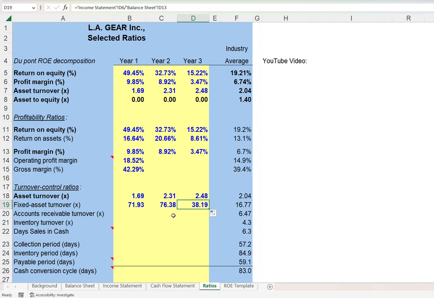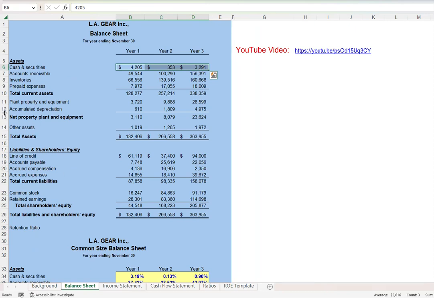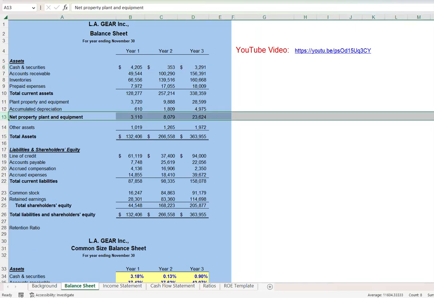Although I must point out, we have very little in the way of fixed assets compared to our total assets. So most likely, we are outsourcing. We're not making our own shoes. We're having someone else manufacture our shoes for us. We're importing them and then just retailing them to customers. Let's go back to our ratios.